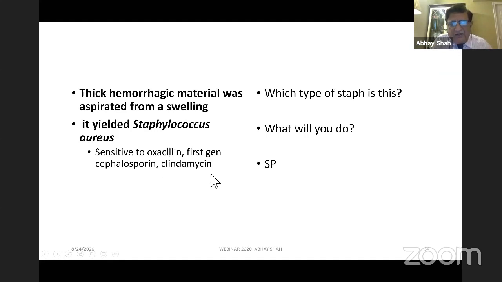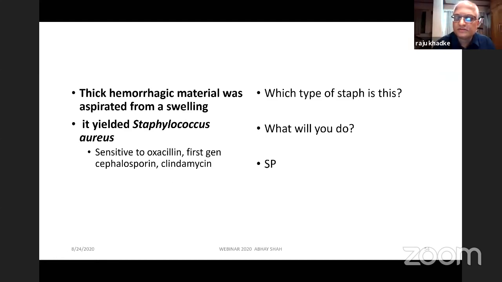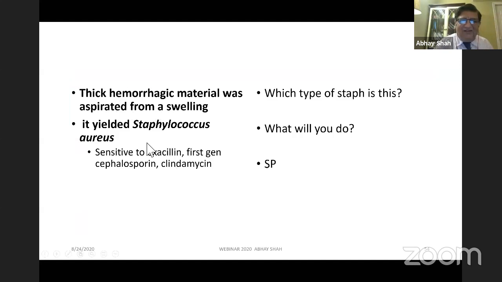So, Dr. Rajendra Bhai, which type of staph is this? MRSA or MSSA? Sir, this is methicillin sensitive. So, Dr. Kheya, now we have started on vancomycin. What will you do? So, if you are thinking it to be methicillin sensitive... Not thinking. Now it is there. Now it has been proved.